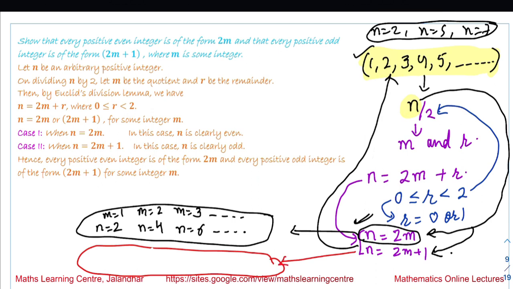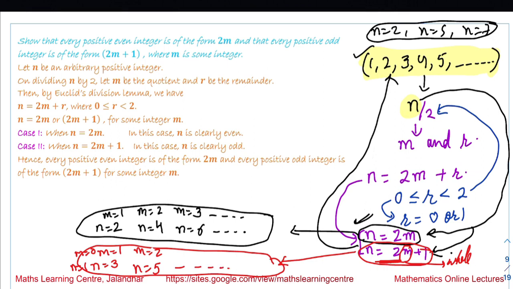In this case, when we are talking about n is equal to 2m plus 1, what are the numbers we are talking about? When we are saying m is equal to 1, then the value of n is equal to 3. M we have, it is the whole number. So if we put m is equal to 0, we will get n is equal to 1. And put m is equal to 2, we will get n is equal to 5, and so on.